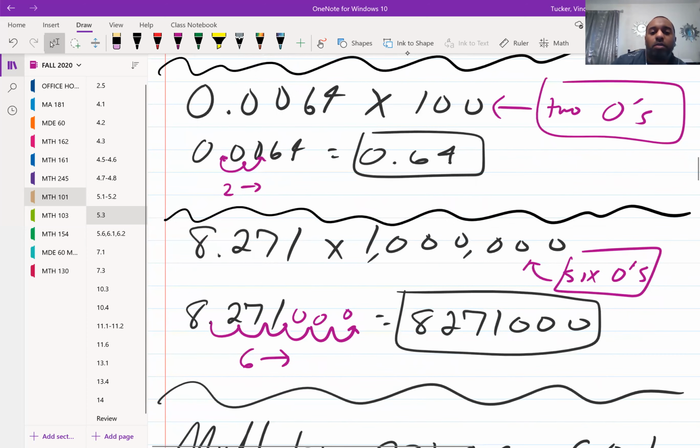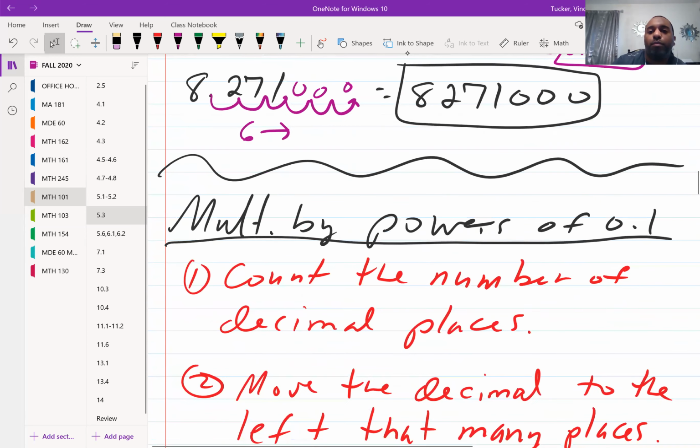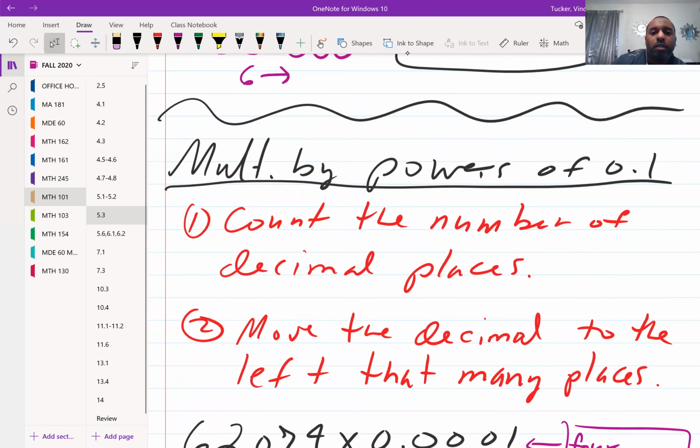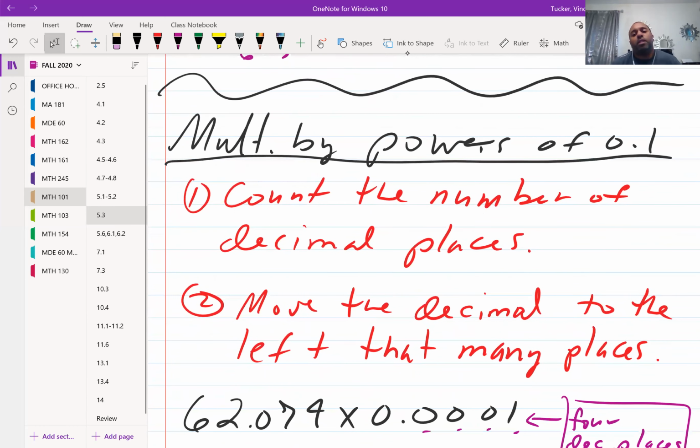All right, so when we multiply by powers of 0.1, the opposite effect takes place. You count the number of decimal places and you move the decimal to the left that many spots.